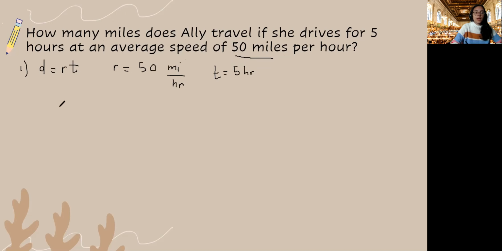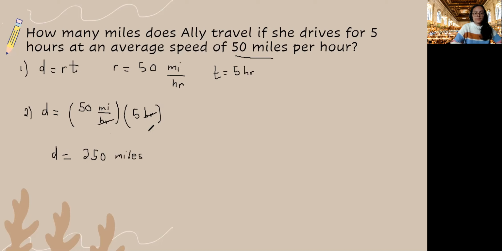Okay. And now for the second step, we plug all of these values into our equation. So we write D is equal to R, which is rate we said was 50 miles per hour, and time we were told is 5 hours. We carry out the multiplication, so 50 times 5 will give us 250. And we cancel our hours, and we're left with miles.